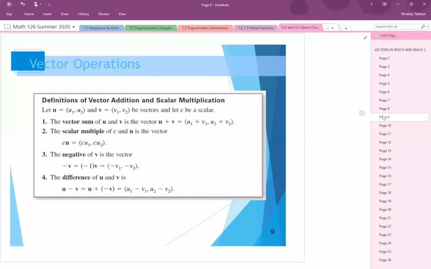The negative of v is the vector −v, which is actually equal to −1 scalar times v, which is just ⟨−v1, −v2⟩. The difference of u and v, we have to think about it in terms of scalars. So u − v is actually u plus the negative of v, so it's ⟨u1 − v1, u2 − v2⟩.